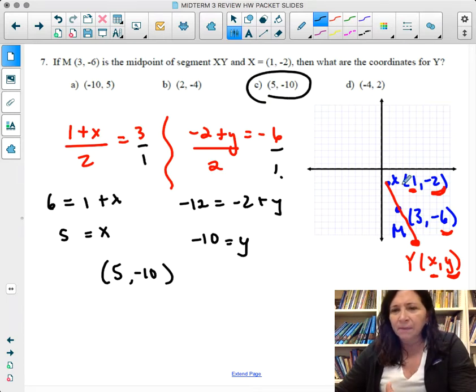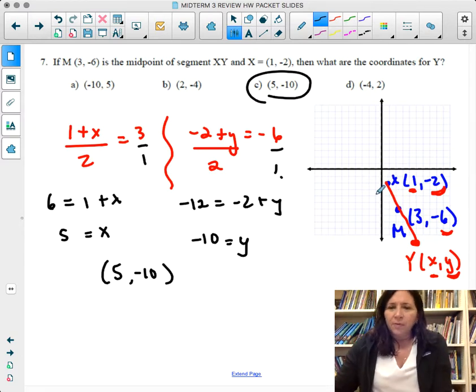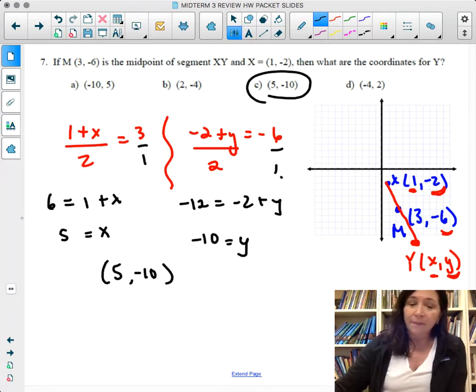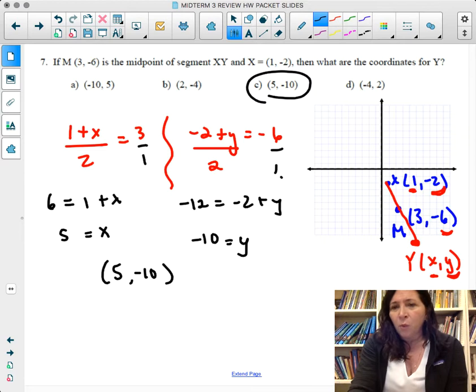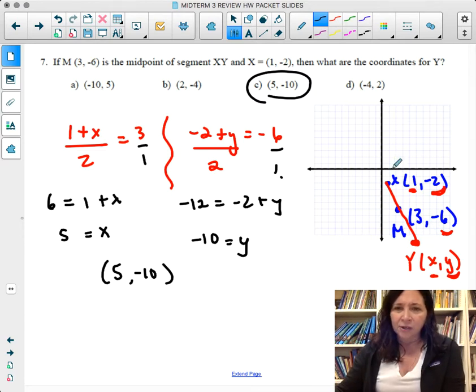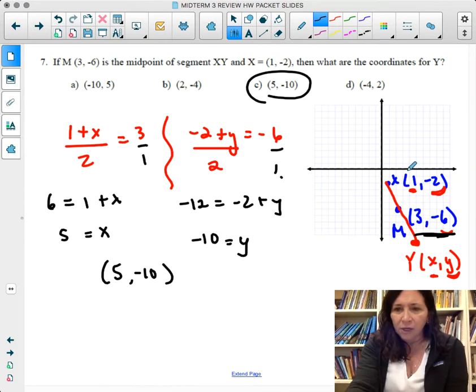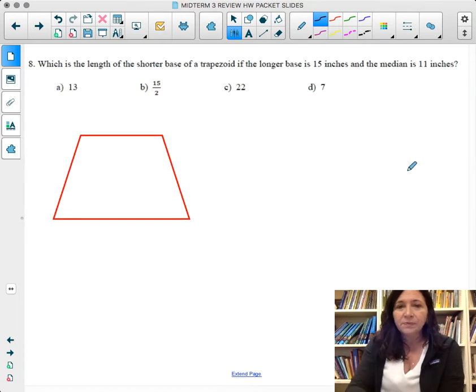Just keep in mind that I also could have just counted, because you have the slope between X and M. You could have just gone down this many, over, down, over, and ended up at 5, negative 10. So that's completely fine to do. The reason why you would want to know how to add your x's up, finding the average and setting it equal to your midpoint, is because if the points were super large, then you wouldn't want to deal with counting all the way over.